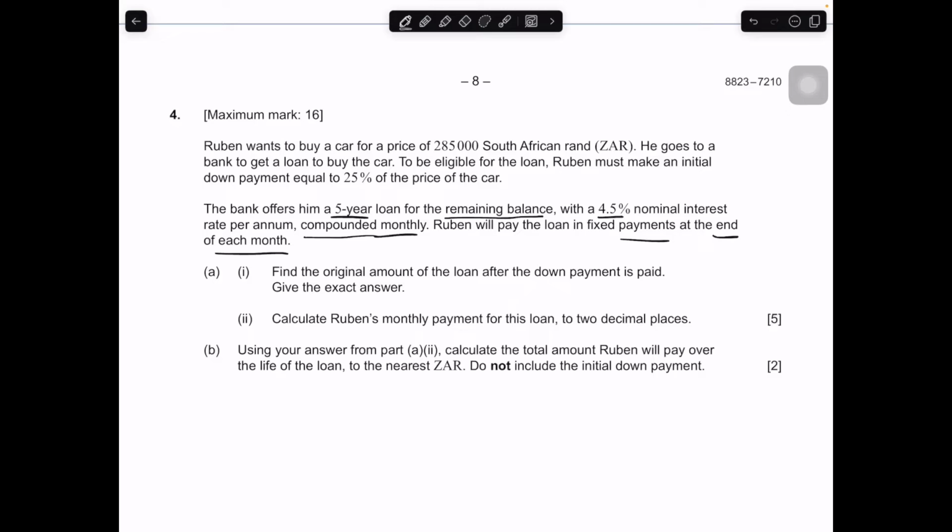Give the exact answer. So he wants to take out a loan for $285,000, but the bank won't just give him the total sum without any kind of down payment. I guess they maybe want to see if he's solvent or financially secure, or they want at least something. Car's going to lose value. Worst comes to worst, they're going to need to repossess the car. If they get 25%, then they're a little bit more insured on this loan, or this kind of risk that they're taking. So they say, hey, can you give us a 25% down payment first? Okay. So the first question is find the original amount of the loan after the down payment is made.